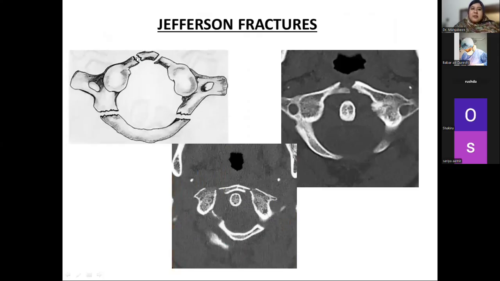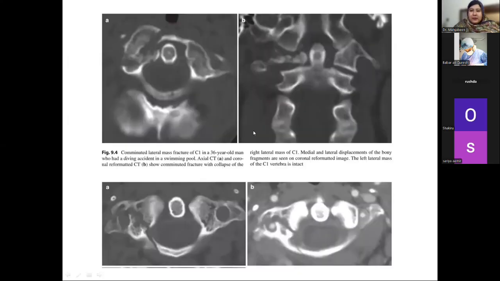Again, if there's a fracture that involves the anterior as well as the posterior arch, it is a type 3 fracture. Here again we can see the anterior arch as well as the posterior arch is involved. So these are called Jefferson fractures. Again, on CT scan, this is the axial cut, and this is the coronal cut. In the axial cut, this is a Jefferson type 4 fracture because it completely involves the lateral mass. See, this lateral mass is completely disrupted or burst.